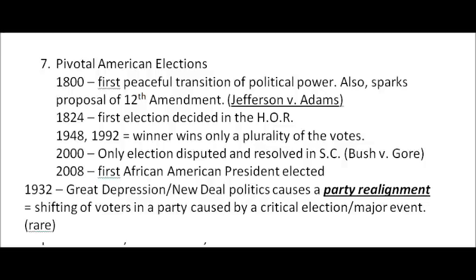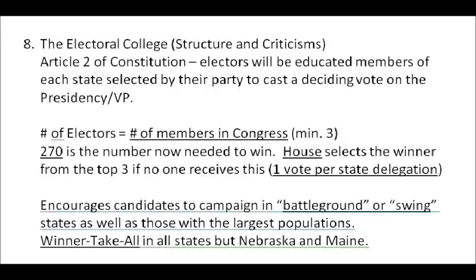In 2008, Barack Obama became the first African American elected President of the United States. And in 1932, in the midst of the Great Depression, a party realignment occurred in which voters actually shifted from their traditional voting behaviors. Article 2 of the U.S. Constitution specifies that the President and Vice President of the United States are to be elected by the Electoral College.